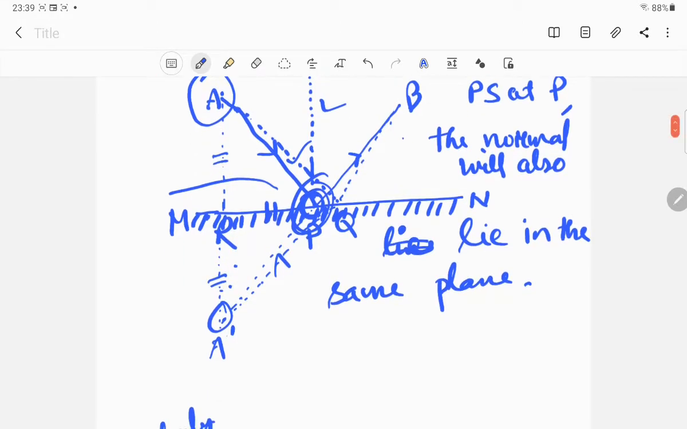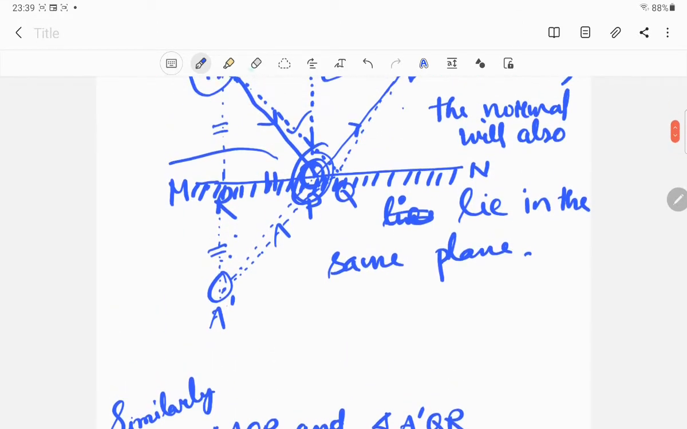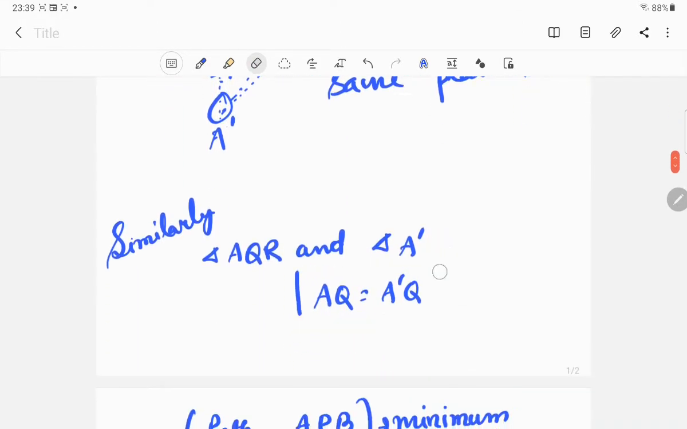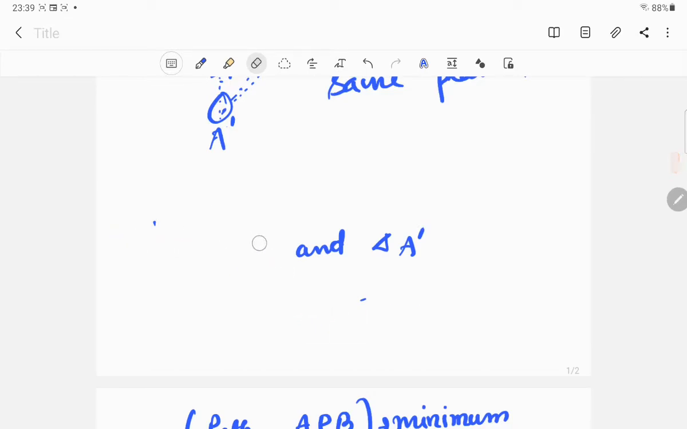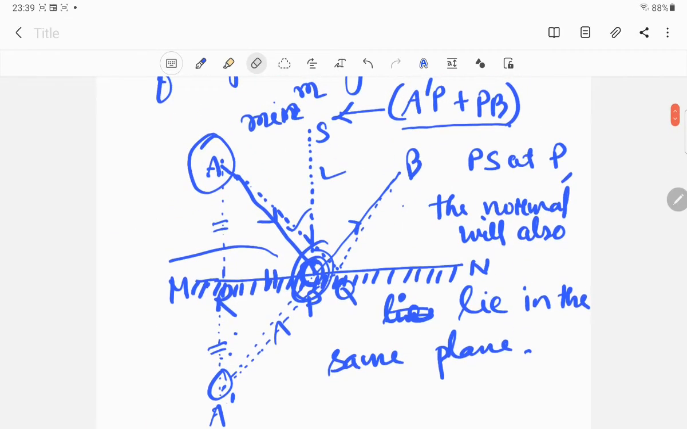Okay, so that means the first law of reflection is achieved. What is that first law of reflection? It says that the incident ray, that is AP, the reflected ray, that means PB, and the normal drawn at the point of incidence, that means SP, all of them lie in the same plane.